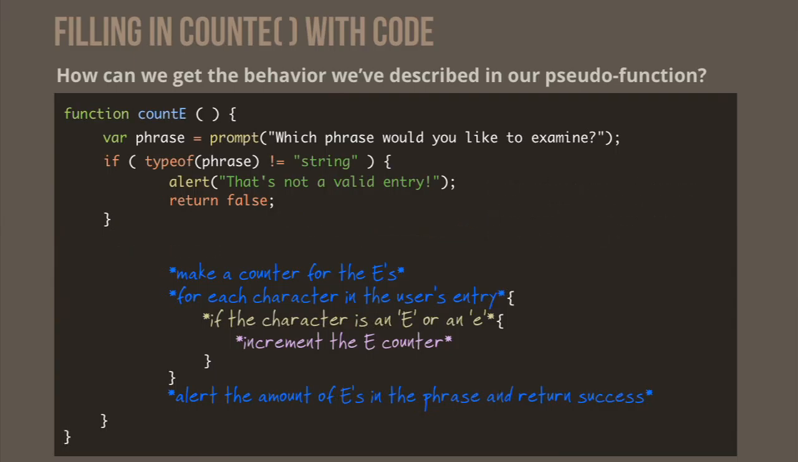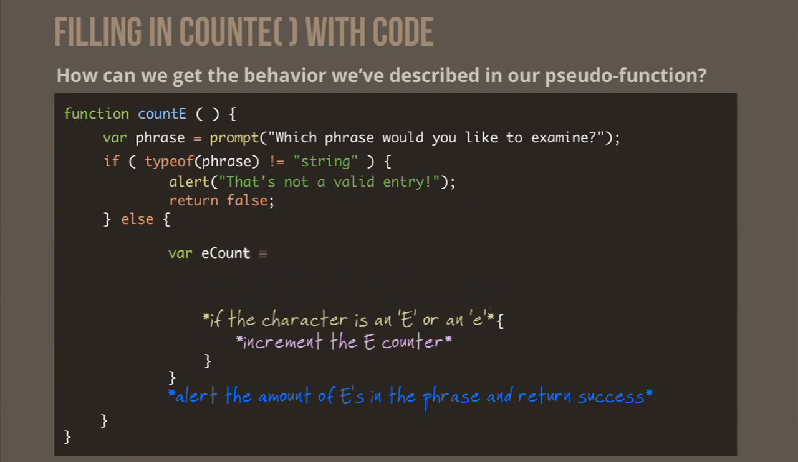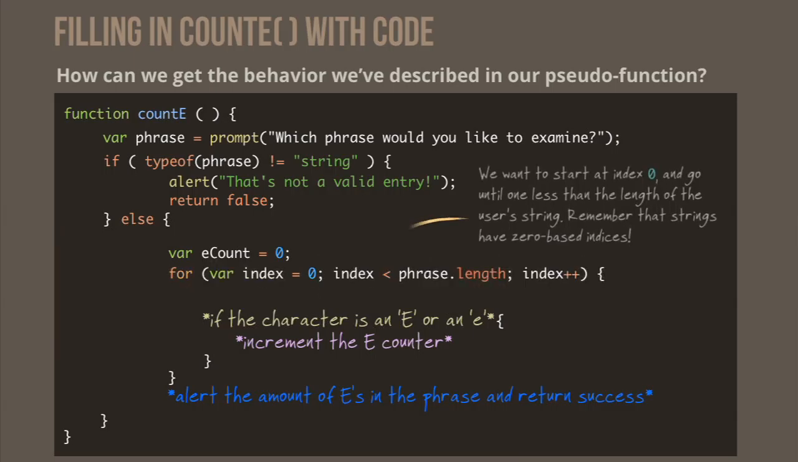Our otherwise becomes an else, which is where we will actually count the e's. So first of all, we'll establish a variable called eCount that gets set to the value 0, because we don't know how many e's are in our phrase. Then we'll make a for loop, which will start at the very first index of the phrase, proceed all the way through all the characters of the phrase, incrementing the index through each loop.